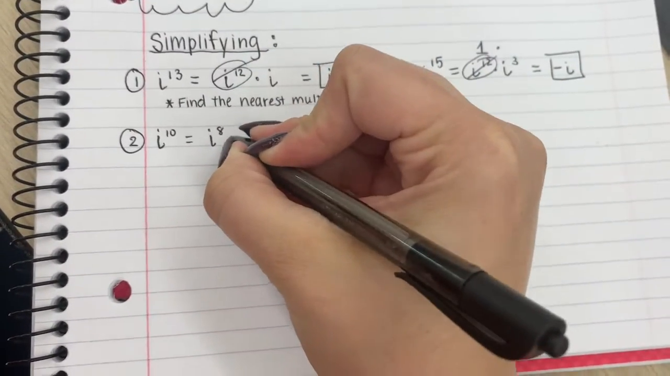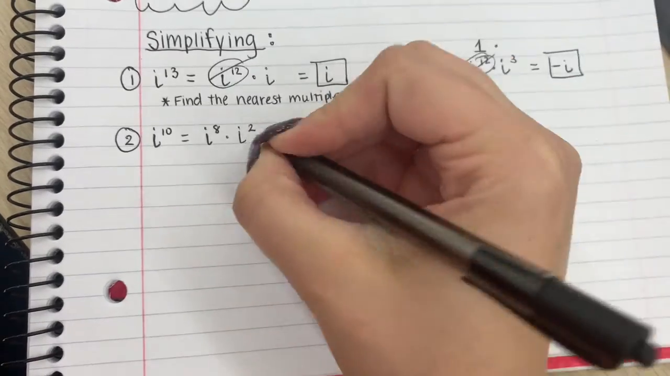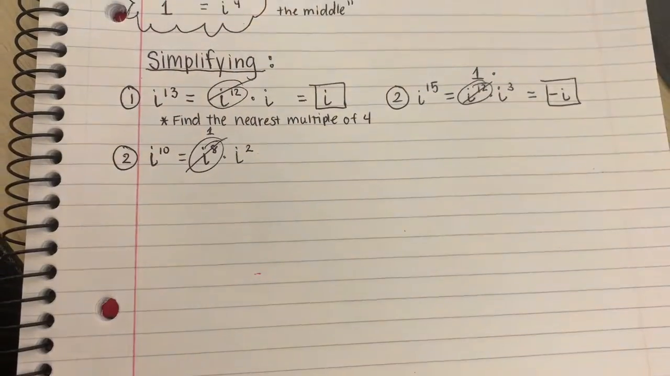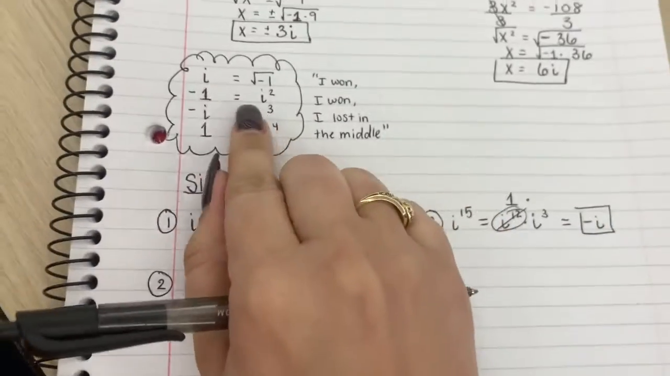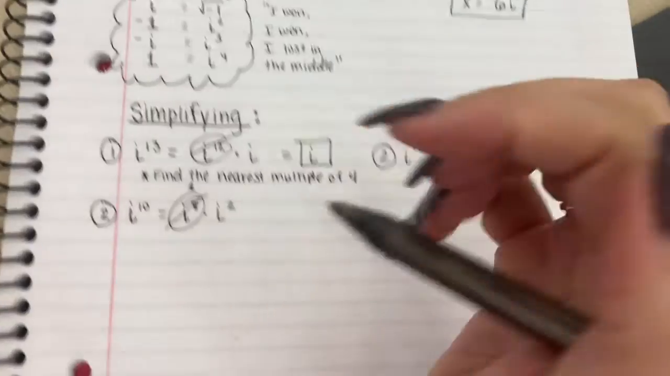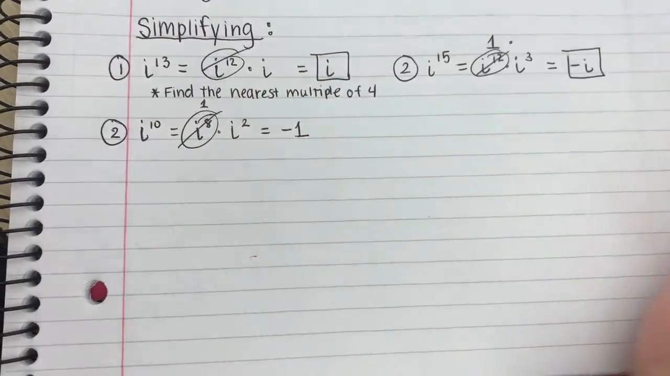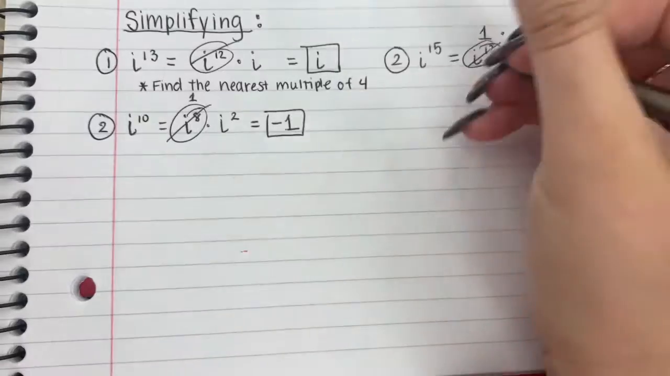Split that i to the 10th up. i to the 8th times i squared. The nearest multiple of 4 is i to the 8th, which is equal to 1. i to the 2nd, that needs to be simplified. i to the 2nd is -1. So my final simplified answer here is -1.